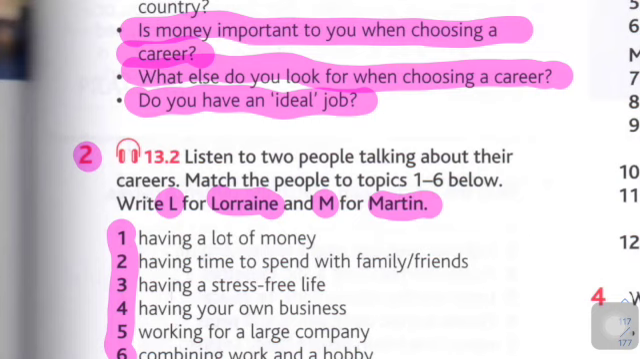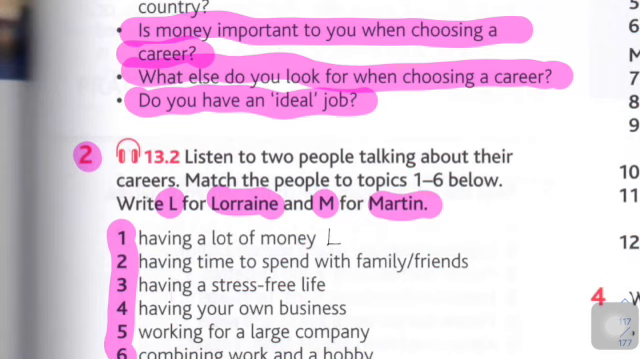Okay, so number 1, it says having a lot of money. So who was the person who talked about having a lot of money? Okay, it was Lorraine. Yeah, Lorraine was the one who talked about her business and how much money she raised. Yeah. Now, number 2, having time to spend with family and friends.